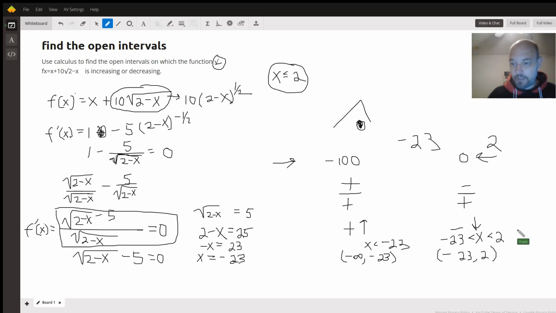So there's your answer. It's increasing when x is less than negative 23, or negative infinity, comma negative 23 with curvy brackets. It's decreasing when negative 23 is less than x is less than 2, negative 23, comma 2 in curvy brackets. That's it.